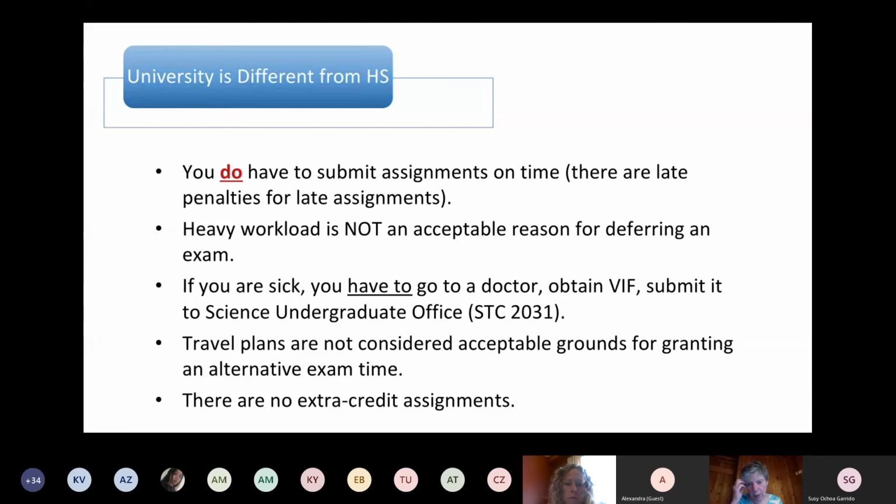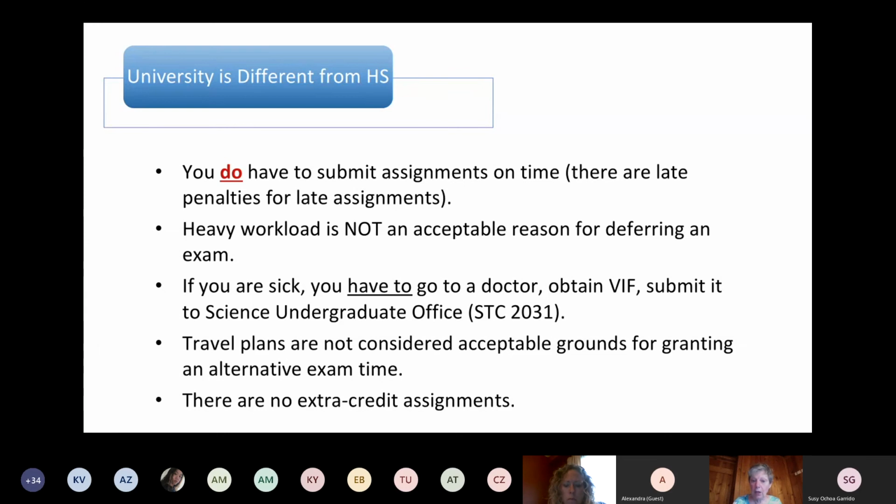And if you are ill, then you need to obtain what's called a verification of illness form and submit it to the Science Undergrad office. If your illness is related to a COVID infection, which I certainly hope doesn't happen to any of you, you do not have to have a verification of illness form prior to that test. That's done on an honor basis.